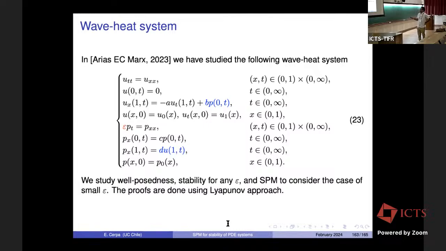And here we have a coupling P at 0, where P is the solution of a heat equation. We have this epsilon, so we have a fast heat equation with a wave equation coupling. We have studied, of course, in the theorem, I didn't tell you anything about that, but there are well-presented results. And of course, here, stability, first of all for any value of epsilon, and then we look at the case of a small epsilon using these singular perturbation methods. And here, the approach is the same, in the sense of using Lyapunov functions.